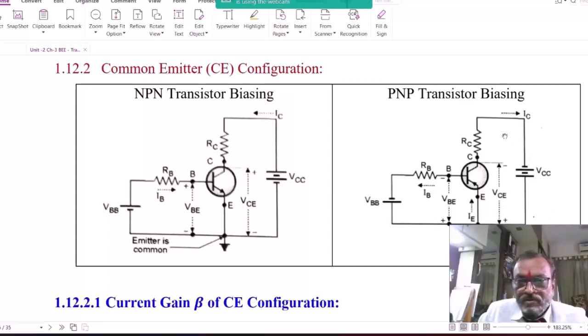Figure 2 here indicates the biasing of a PNP transistor. The only difference is that the VBB and VCC power supply polarities are reversed. Since the PNP device will be properly biased, the base to emitter junction is forward biased by using a negative power supply VBB, and the collector to base junction reverse bias can be obtained by a negative supply VCC. The directions of the currents are also opposite to that of the NPN transistor.